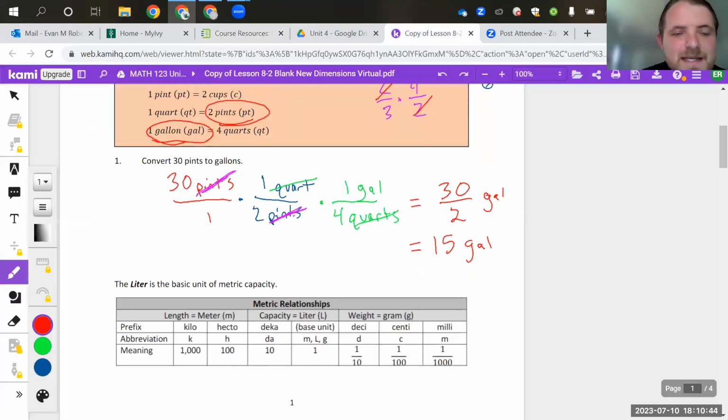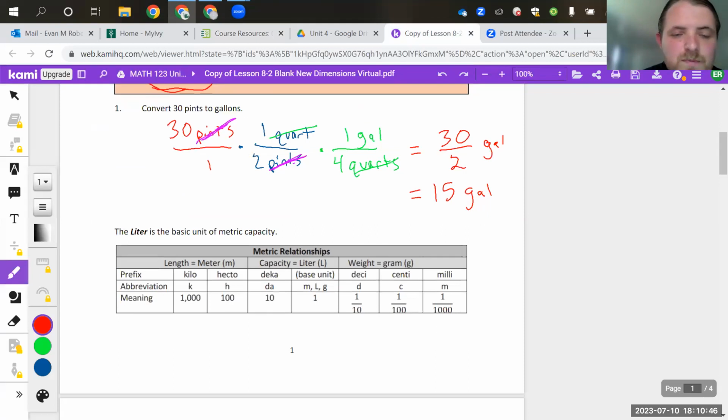So basically it's just looking at different prefixes and what each one means. You can read that if you want. Kilo is the most common, with 1,000, that we use. And then deci or centi or milli, those are more common to us as well.